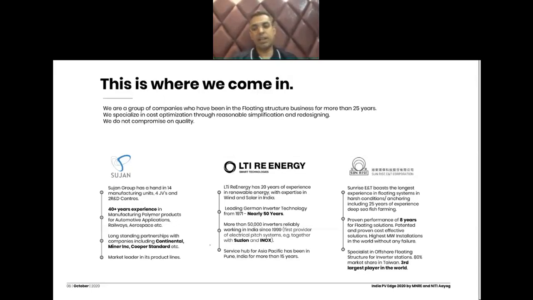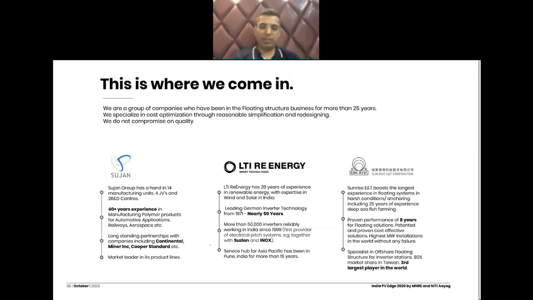They are the global leaders when it comes to designing flotation systems. They have about 25 years of experience designing and selling deep sea fish farming and fish cage products, which work in extreme weather conditions, dealing with currents and storms and varying water levels in the sea. They've also invented and patented the solution for flotation of PV systems, and they have almost 8 years of operational experience. They have the highest megawatts installed in the world without any failure. The only company to do that.